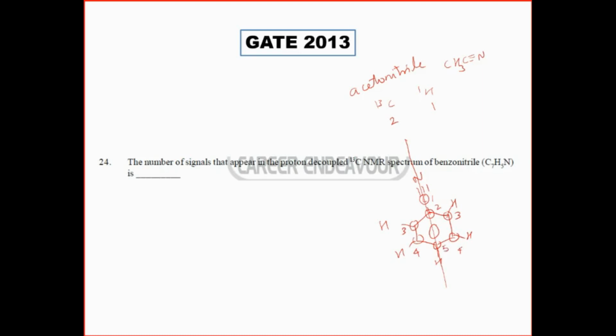Okay, how many hydrogen signals? So carbon, you will have 5 signals. What about hydrogens? 3 signals. Very good, 3 signals. So here, what will you write in the fill in the blanks? Proton decoupled carbon, how many signals? 5, ma'am. Okay, very good.